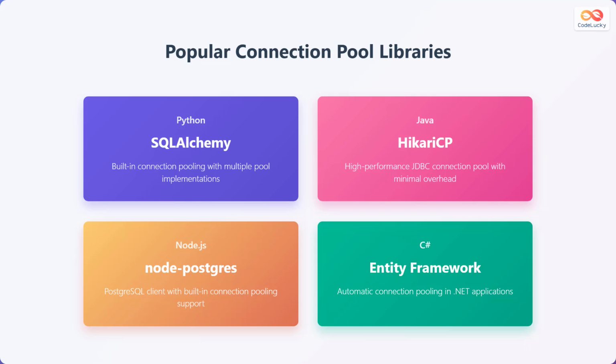There are several popular connection pool libraries available. For Python, SQLAlchemy offers built-in connection pooling with multiple pool implementations. For Java, HikariCP is a high-performance JDBC connection pool with minimal overhead. For Node.js, node-postgres provides a PostgreSQL client with built-in connection pooling support. For C#, Entity Framework offers automatic connection pooling in .NET applications.